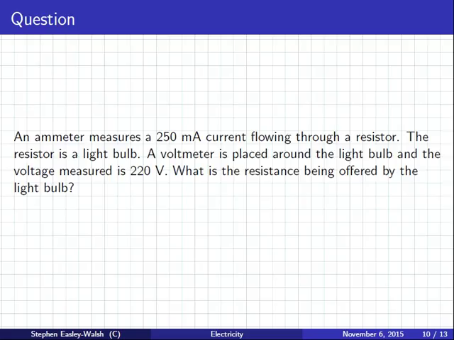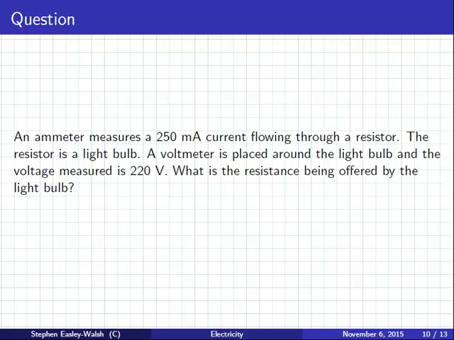My English is a little bit bad here. I say around, but I think some people prefer to say across. So a voltmeter is placed across the light bulb. But to be honest, I don't really care, because I think everybody understands what you would mean if you said around or across. It doesn't really matter.